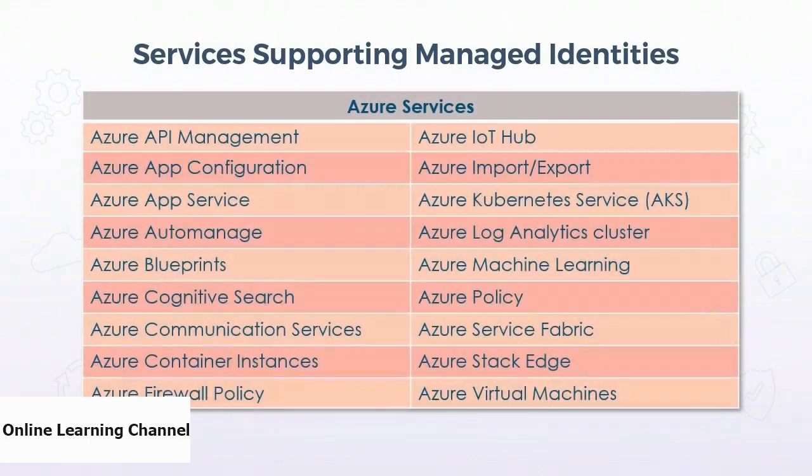So what services can we integrate with managed identities? Some of these services are the API management, Azure App Configuration, the App Service, Automanage, Blueprints, Cognitive Search, Azure Communication Services, Azure Container Services, Azure Firewall Policy, IoT, Import-Export, Kubernetes Service, Log Analytics, Machine Learning, Policy, Service Fabric, Stack Edge, and Azure Virtual Machines. So using these managed identities, you can authenticate to any of these services.